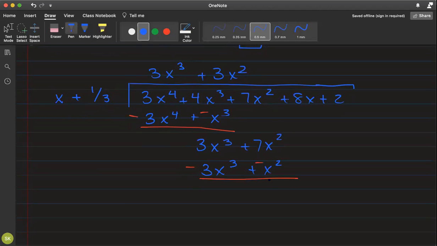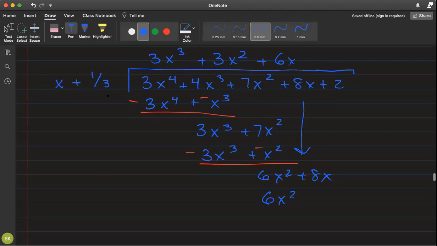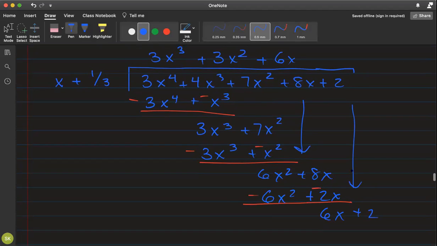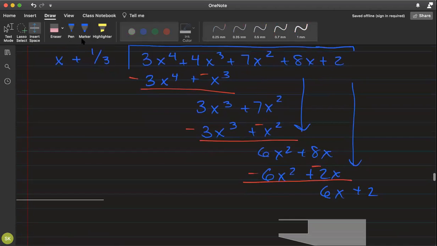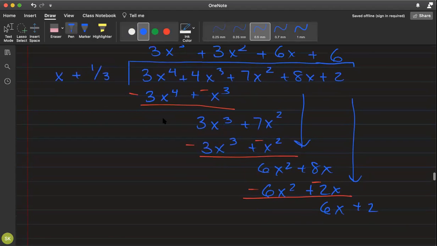and we'll get 6x squared, pull down the 8x. And to get 6x squared, we need to multiply this by 6x. So we'll get 6x squared, and then 6x times 1/3, well, that will be 2x. Subtract, and then we'll get 6x plus 2, which to get that 6x, we need to multiply by 6. Then we'll get 6x plus 6 times 1/3 is 2.